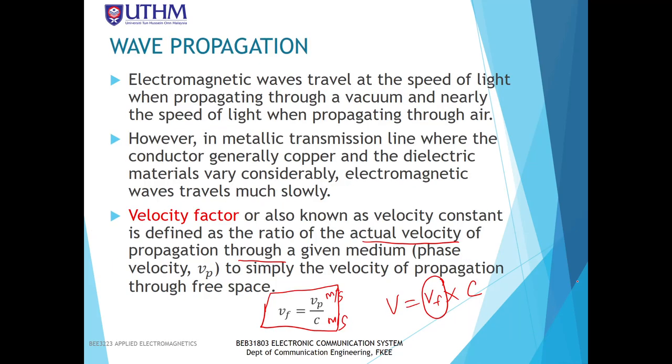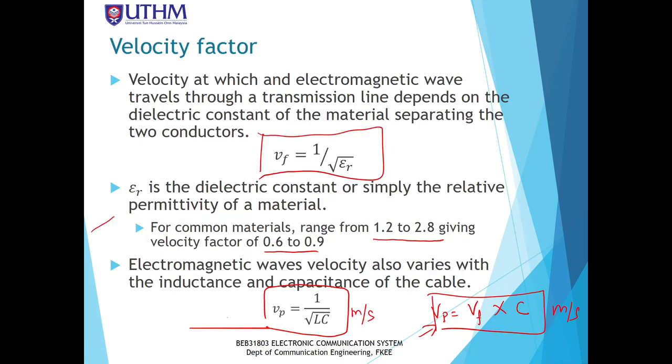Tadi kita lihat yang ini Vp is equal to Vf multiplied with C. So here Vp is also equal to 1 over square root of LC. Boleh juga kita cari dalam menggunakan parameter inductance and capacitance. The unit is in term of meter per second. Okay, standard unit adalah meter per second untuk speed. Speed.